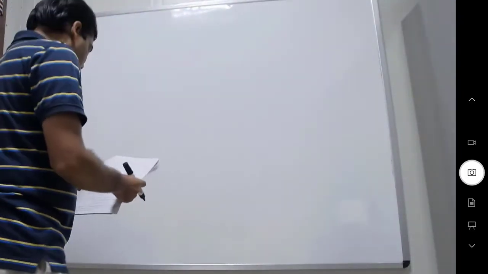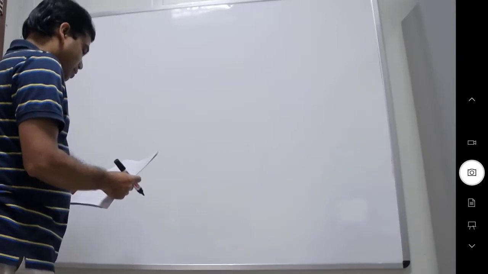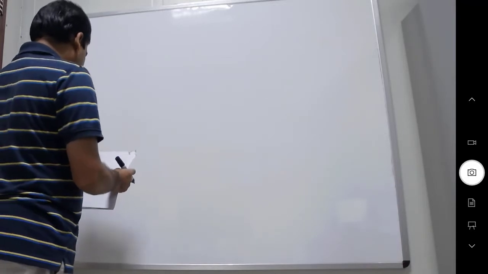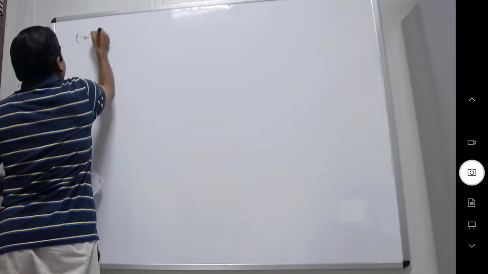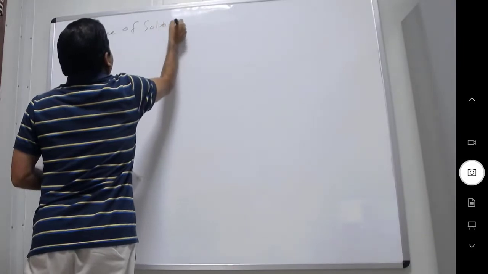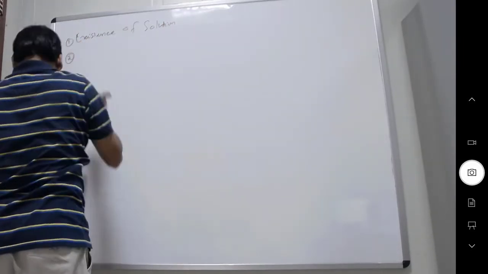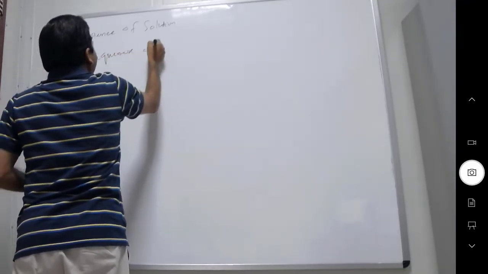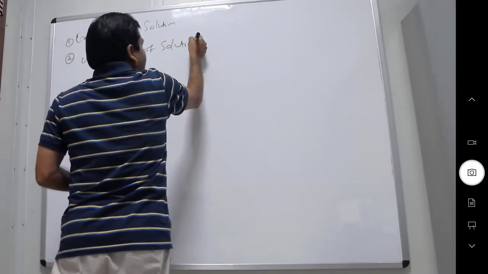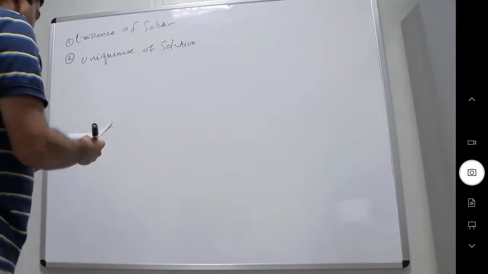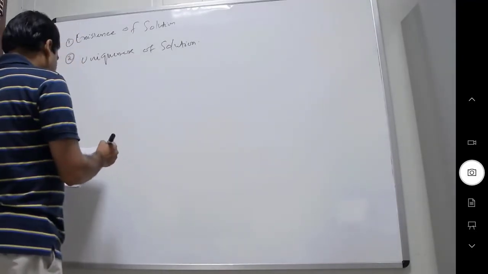So, dear students, in this lecture, as I told you in the last class, we will discuss these two important factors. One is the existence of solution, and the second one is the uniqueness of the solution, right? So, about the uniqueness of the solution, right?